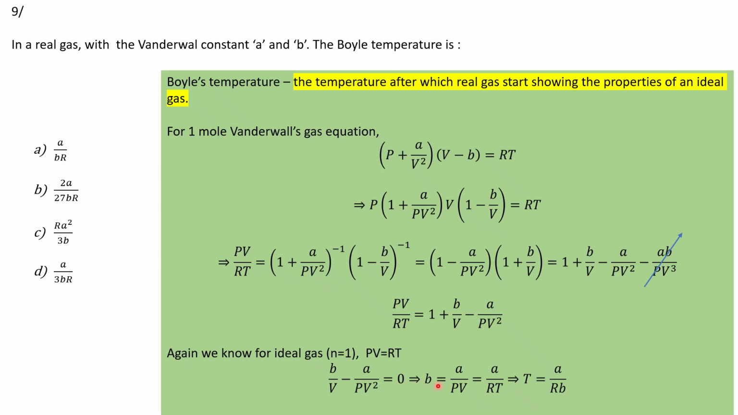So from here we are getting that b = a/PV. Again we know that PV = RT in the case of an ideal gas for 1 mole. So in place of PV we put RT here, that is a/RT = b. So from here we get T = a/Rb. So here option A, that the Boyle's temperature equals a/bR, is the correct option.